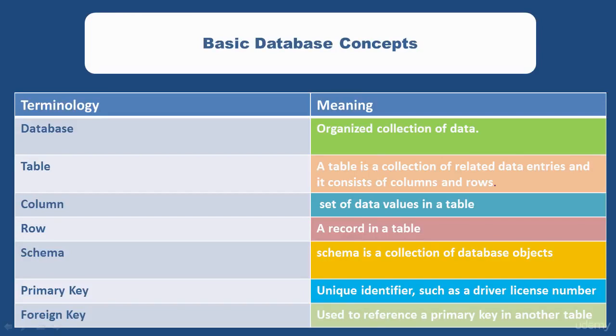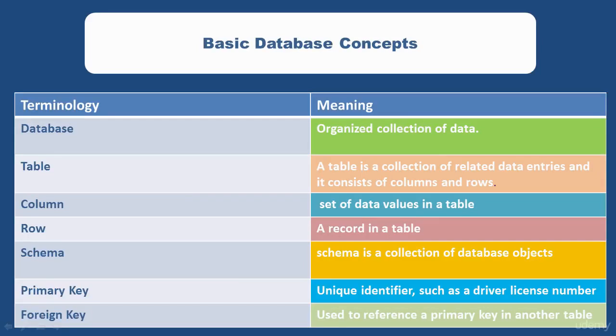A schema is a collection of database objects. I will show you examples of this later on in the course. Any item is referred to as an object in a database. A database is an object, a table is an object, a view is an object. These are all objects. So a collection of database objects housed in a container is referred to as a schema.